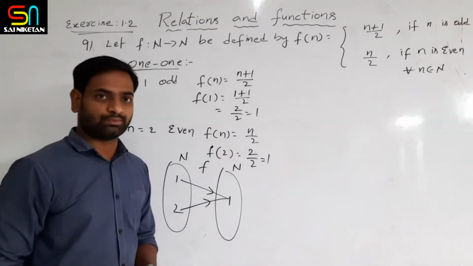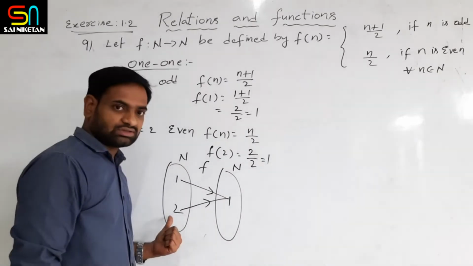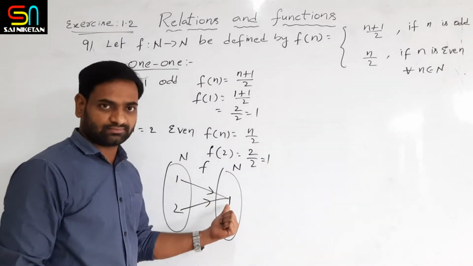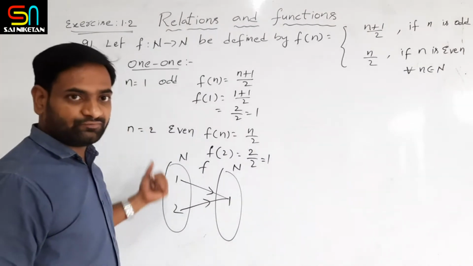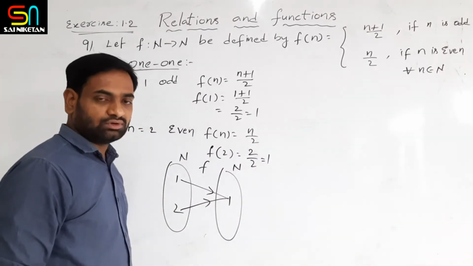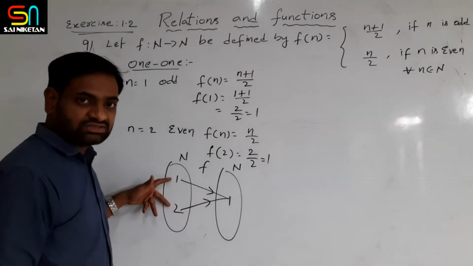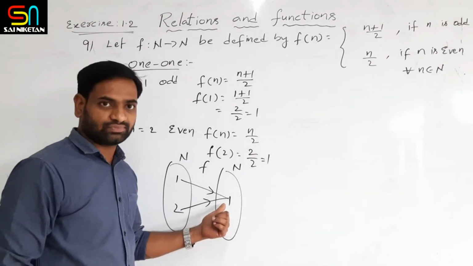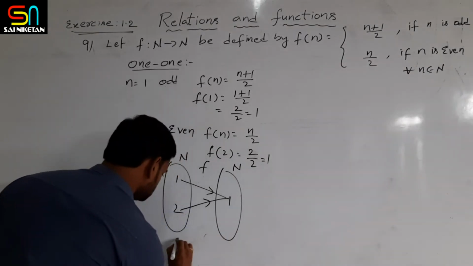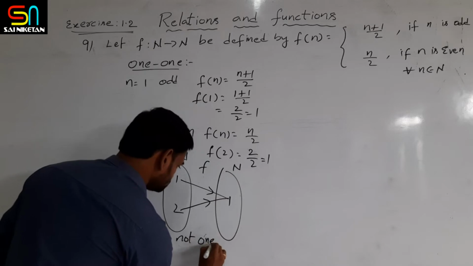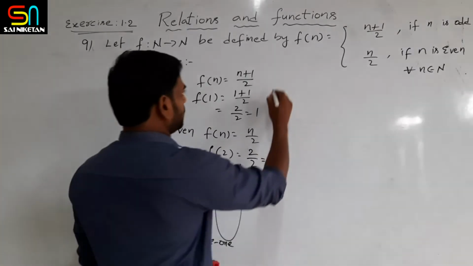See here, observe here. Two different elements have same image 1. What is our one condition? Different elements should have different images. But here, different elements have same image. That's why it is not 1-1. Now see, what about the onto?